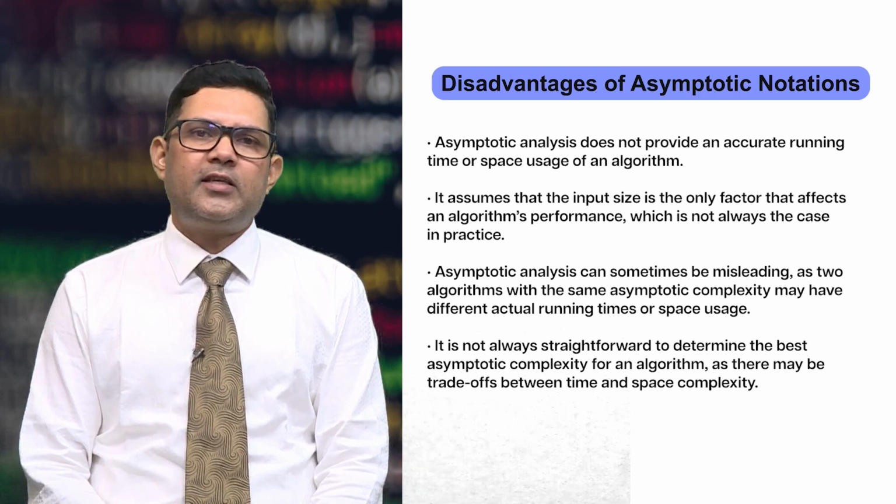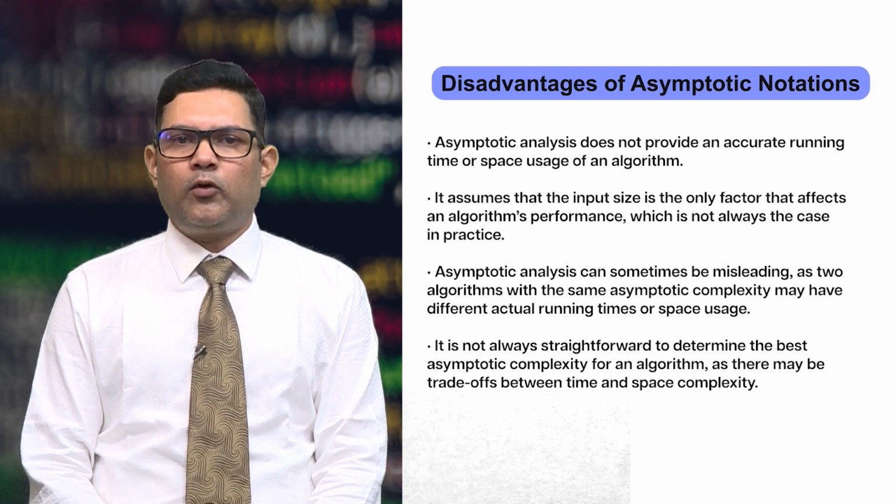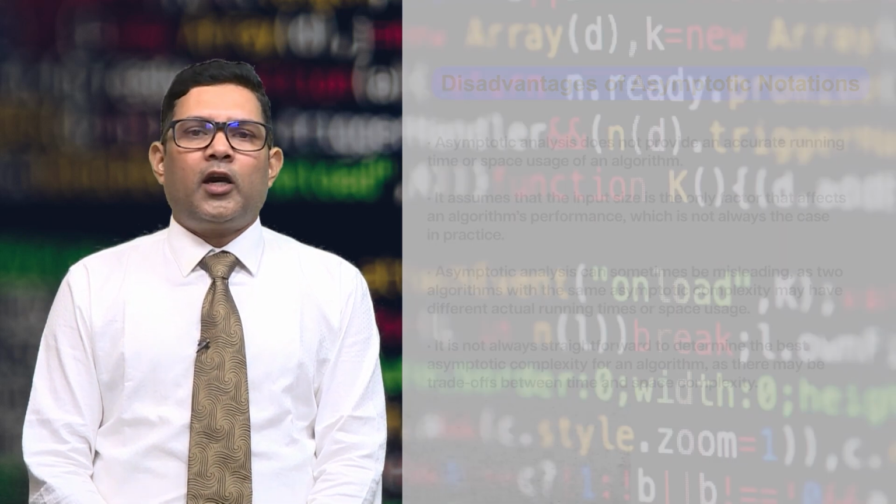So this is the basic disadvantage of asymptotic notation, and we conclude that asymptotic notations are very useful when we are going to compare different algorithms, or analyze different algorithms. Asymptotic notations are the best tools available so that you can compare and analyze the best algorithm.